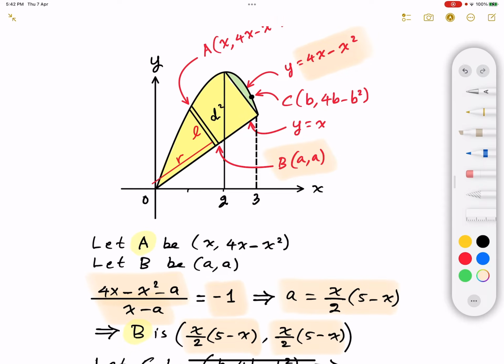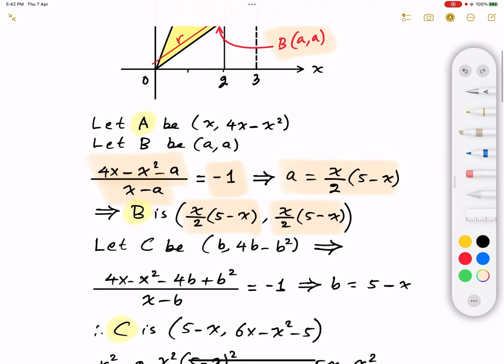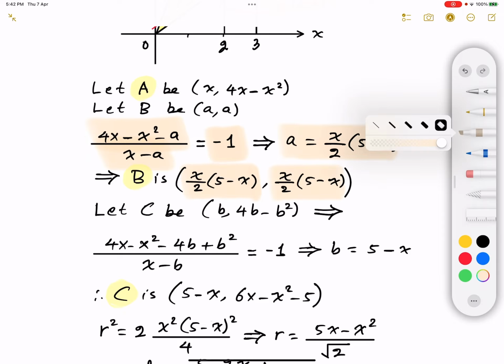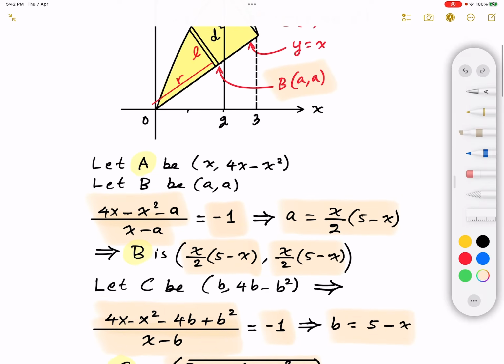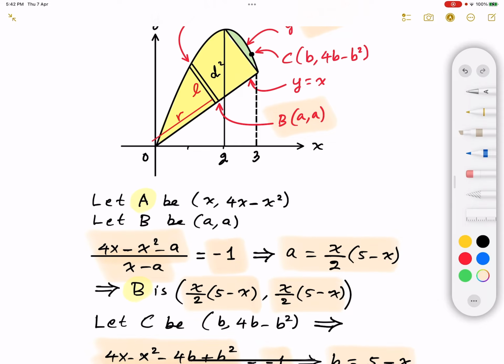And again, I benefited from the fact that the slope should be equal to minus 1, which is perpendicular to the axis of revolution, to calculate the coordinates of B. So again, we can benefit from that as well. The slope of the points A and B and C is this one, which should be equal to minus 1, and from that we can calculate the value B, which is 5 minus x, and from that we can determine the coordinates of C. So now we know the coordinates of A, B and C.